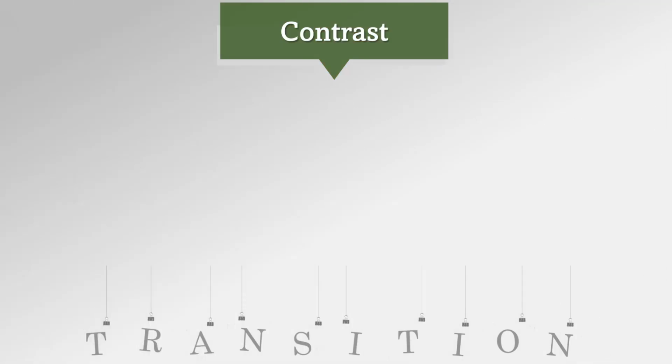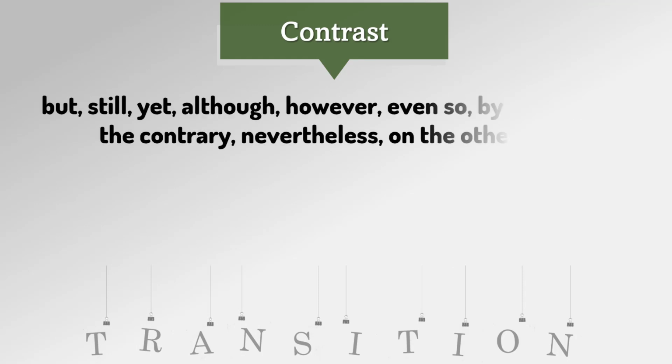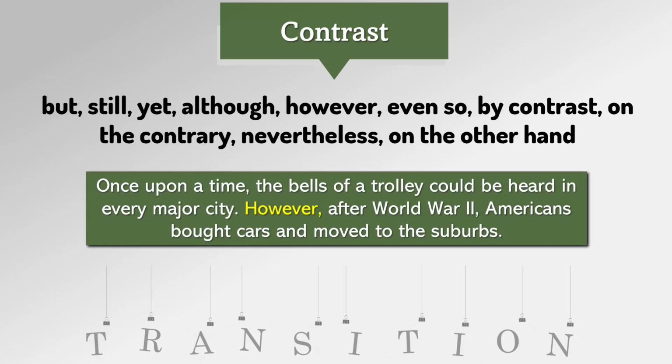If the second sentence expresses a contrast, use but, still, yet, although, however, even so, by contrast, on the contrary, nevertheless, on the other hand. Once upon a time, the bells of a trolley could be heard in every major city. However, after World War II, Americans bought cars and moved to the suburbs.